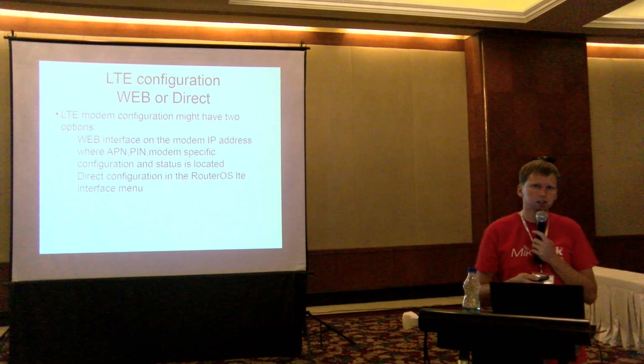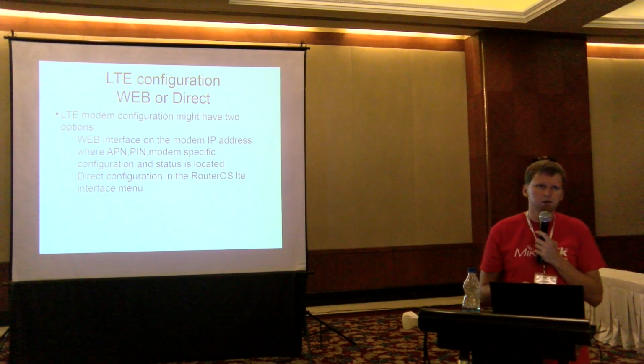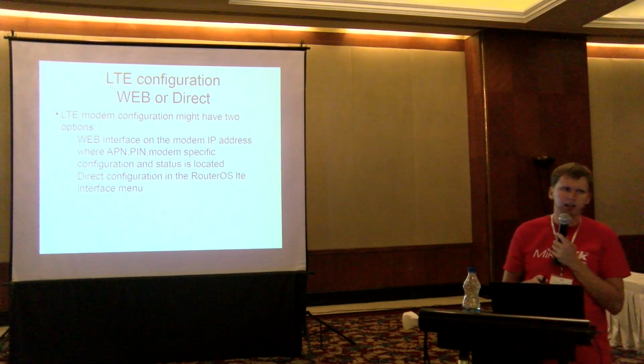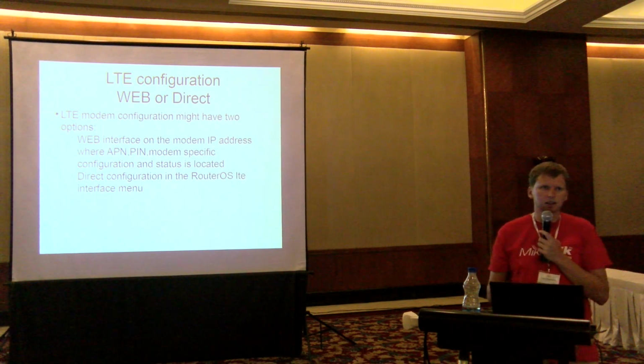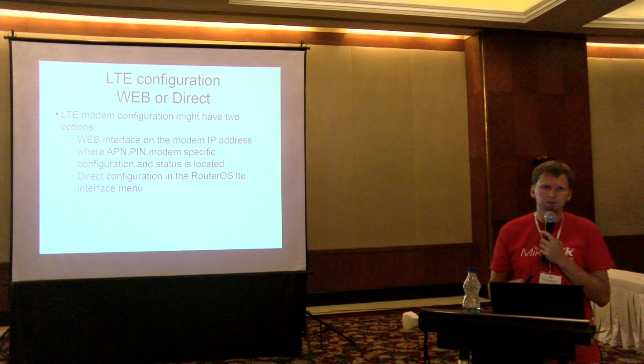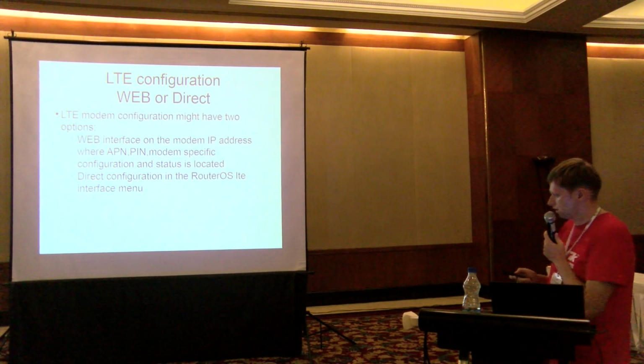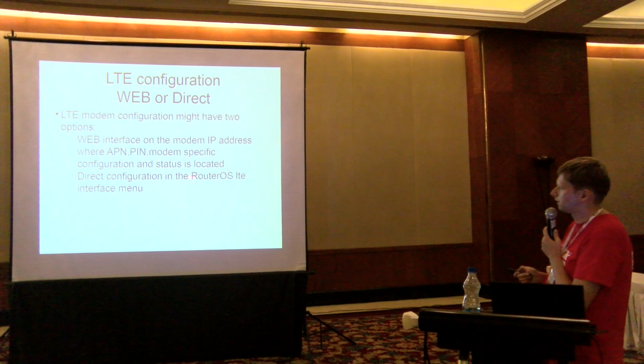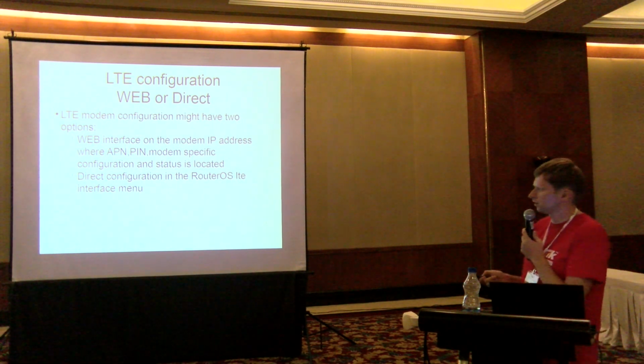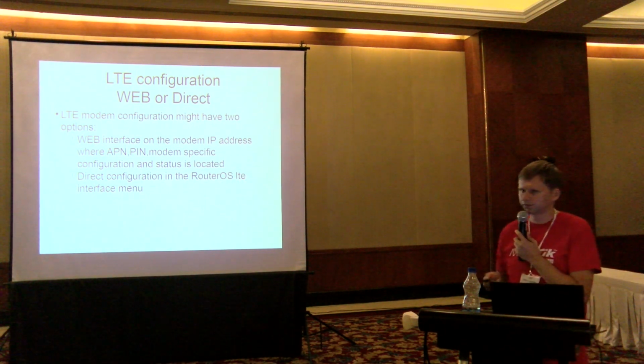You think, oh, let's go to the internet. But actually, you need to connect to that default gateway IP, and you will see the modem configuration. After that, in that web page, you need to configure all the APN settings. Only then you will get to the internet. Other modems have the direct configuration in the LTE interface menu.